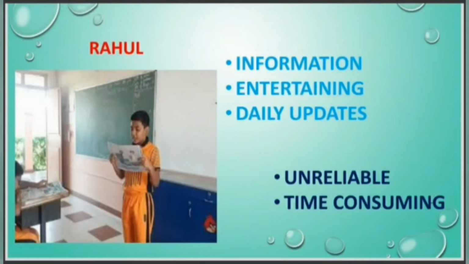Now the teacher wants to review the opinions through the children. So she started asking Rahul. Now let us see Rahul's facts and opinions. Rahul is telling that he gathered information through the newspaper. Information means we can gather information from worldwide. The next thing is entertainment. He says he can get entertainment like puzzles, reading stories, movie reports, sports updates. At last, he tells daily updates. Daily updates means what was happening day by day. So these are the facts related to the newspaper through Rahul's words.